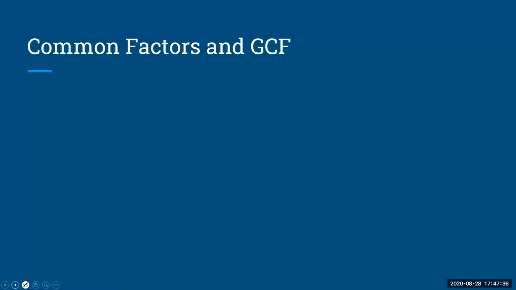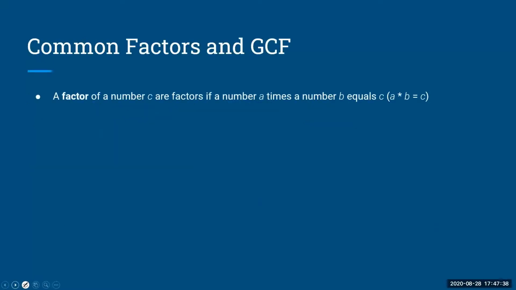Okay. Common factors and GCF. I'm going to zoom through this real fast. I think you guys should know how to do this. A factor of a number C: if number A times number B equals C, so basically A times B is C, then A and B are factors.